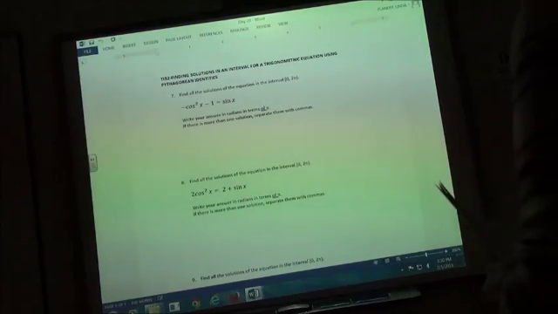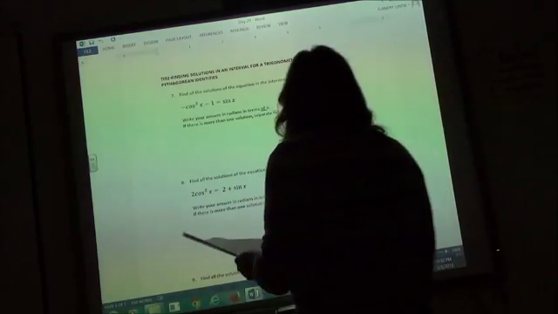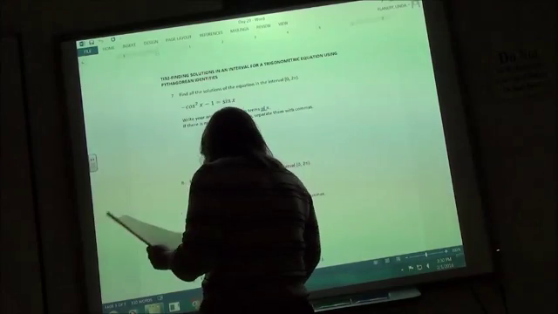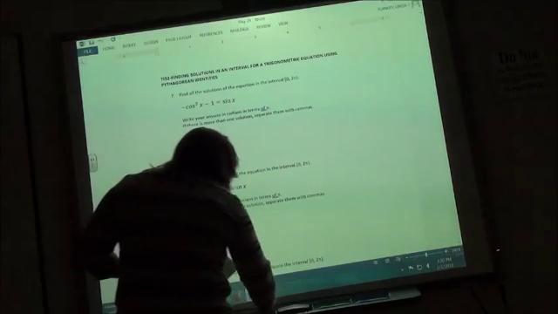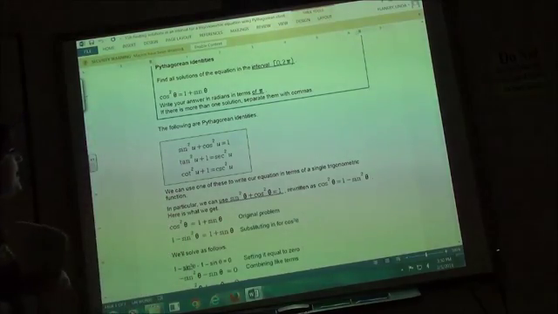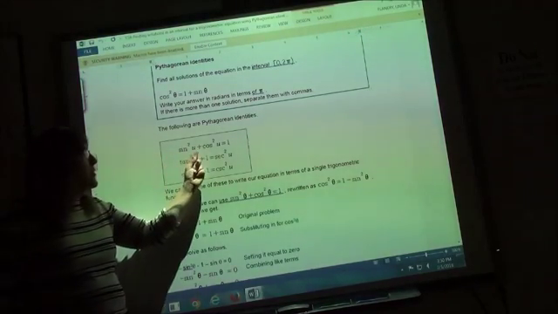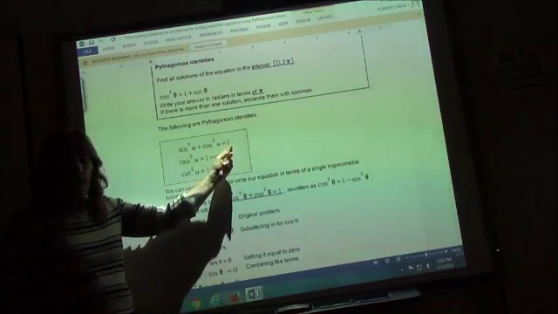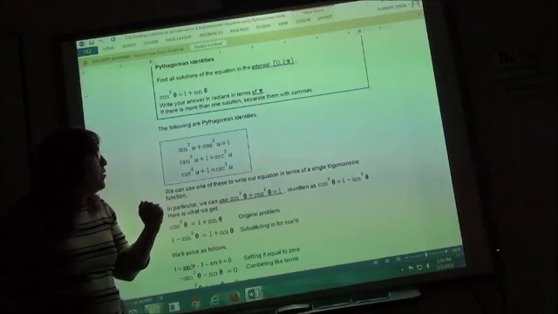Problems 7, 8, and 9 say to find the solutions in an interval for a trigonometric equation using your Pythagorean identities. So you might want to have your Pythagorean identities handy. Sine squared plus cosine squared equals 1. That's the most common one we use.